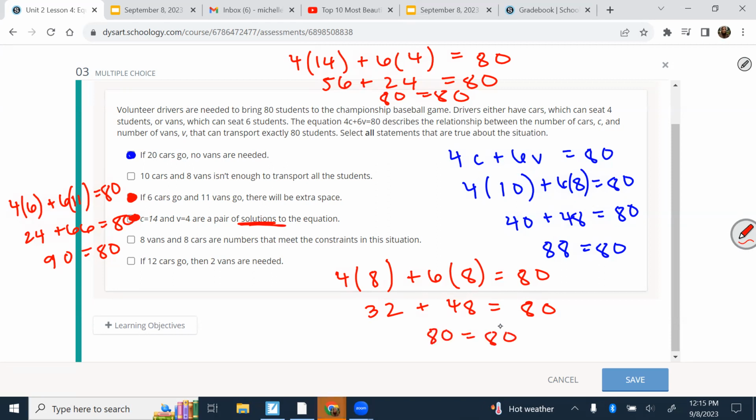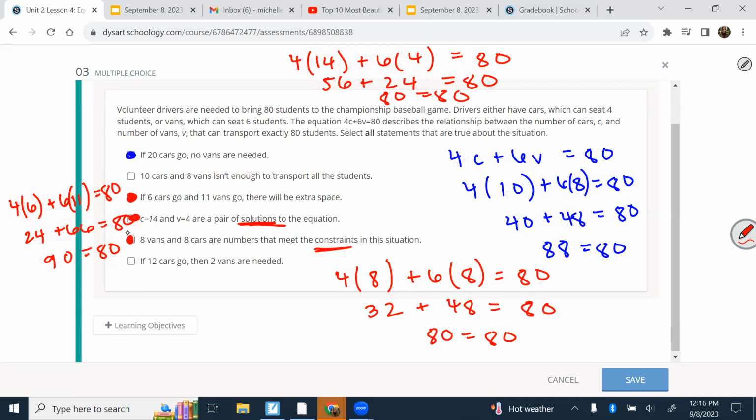All right, so I think what it means is it meets my constraint, my constraint being that there's 80 people that have to be transported. So I would say that that does meet the constraints. So I would also pick that one.